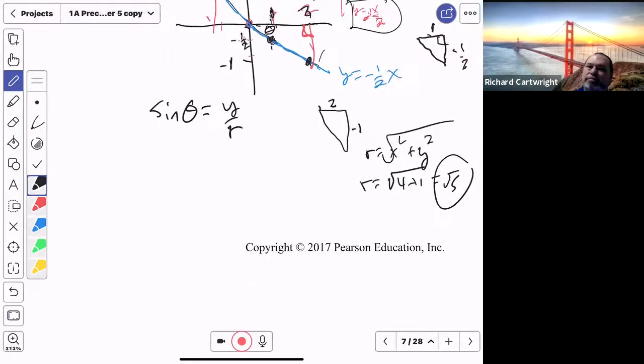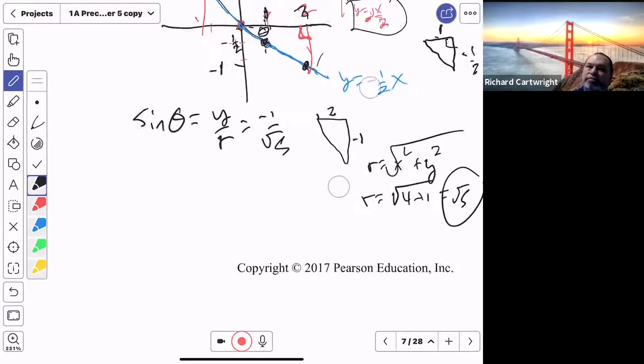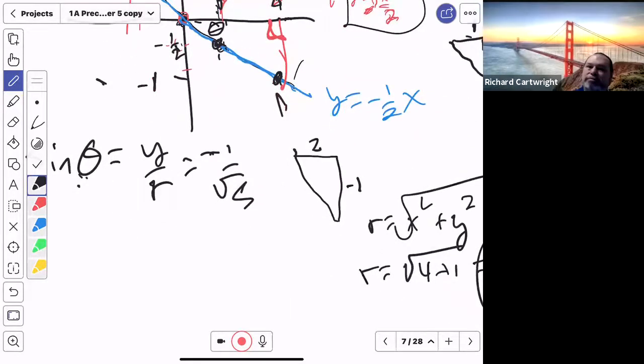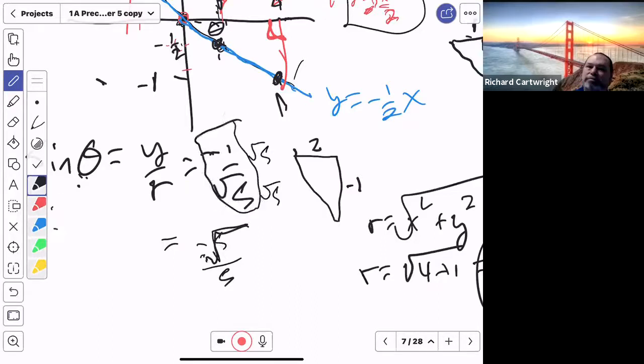Here goes. Sine of theta would be my y, which was a negative 1, over the square root of 5. Would I expect it to be negative? All students take calculus. Oh yes, sine's negative. Now the book is not going to use that answer. The book is going to rationalize the denominator. Times square root of 5 over square root of 5 gives you negative square root of 5 over 5. Personally, I don't mind this answer, but my math lab probably won't take it.